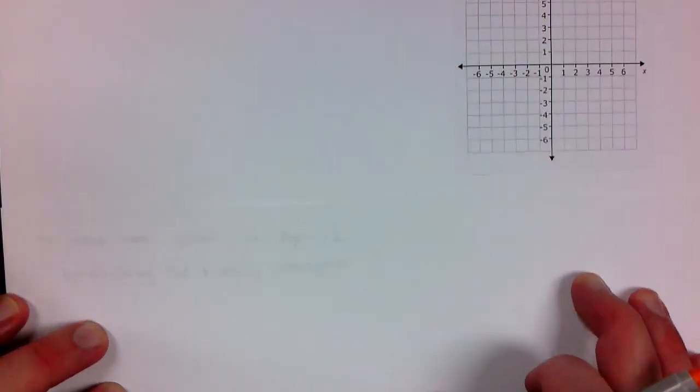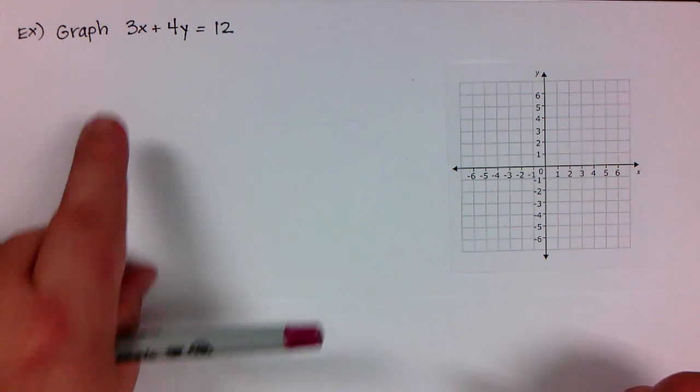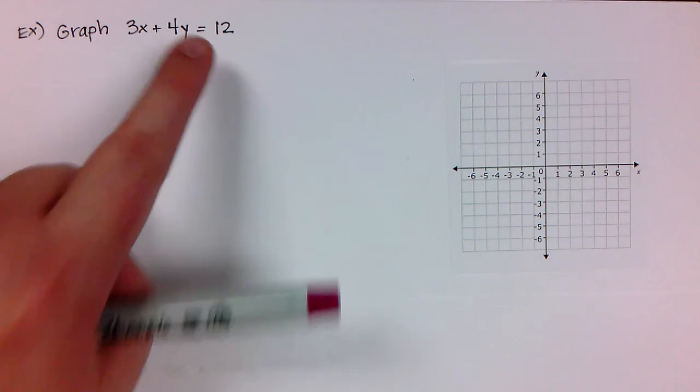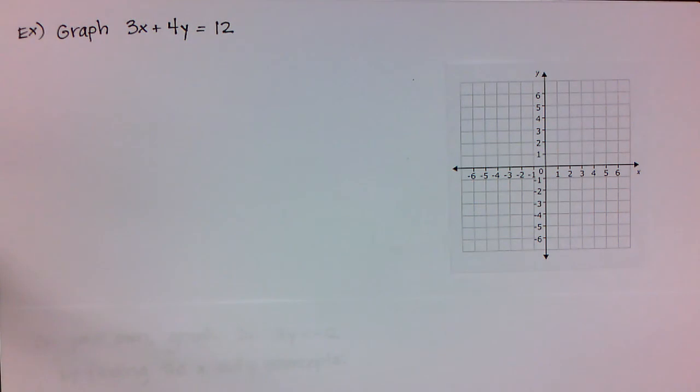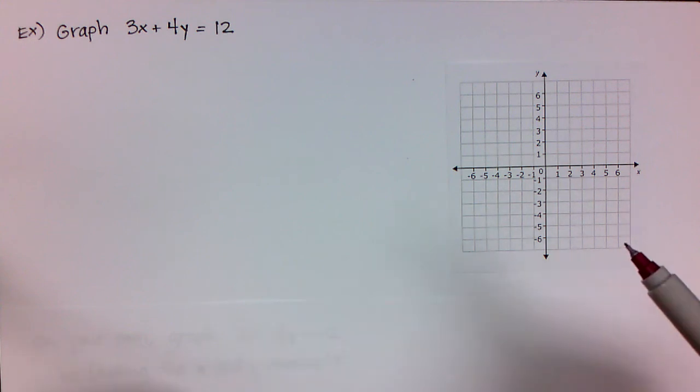So I have one last example for you guys today. This one says to graph 3x plus 4y is equal to 12. And what I want you to do is actually graph it a different way than you've been doing. There's one way where we plugged in different values for x, and we found different values for y, and we plotted all those points and connected them.